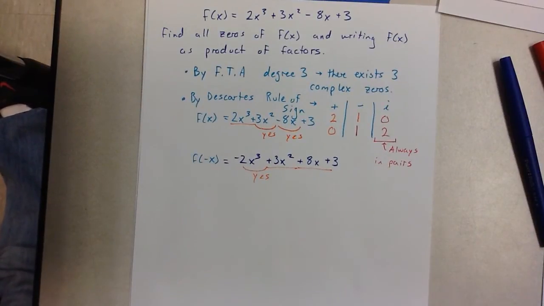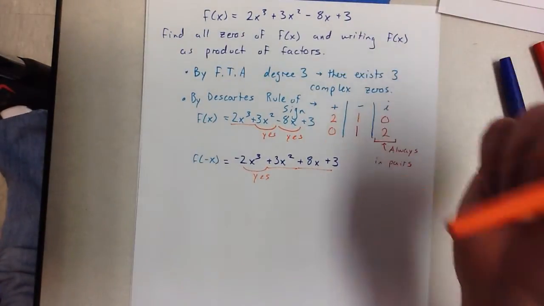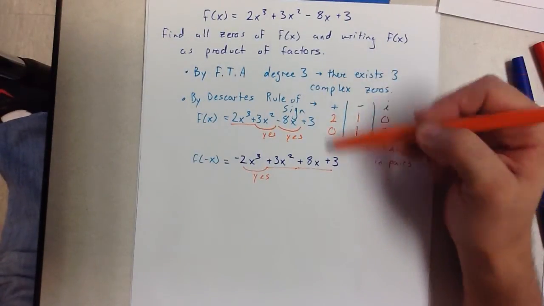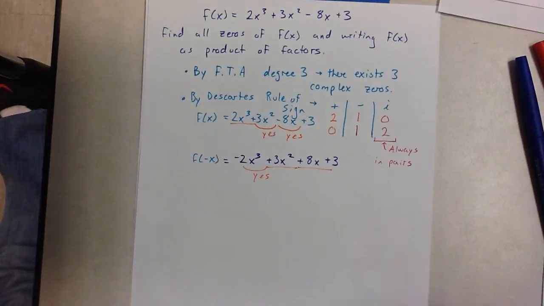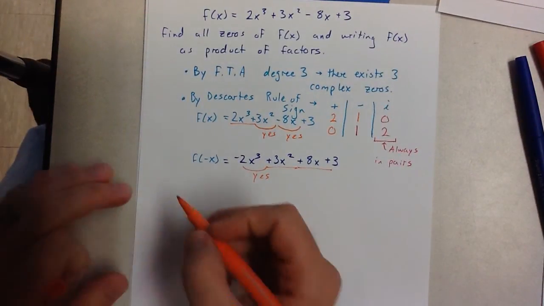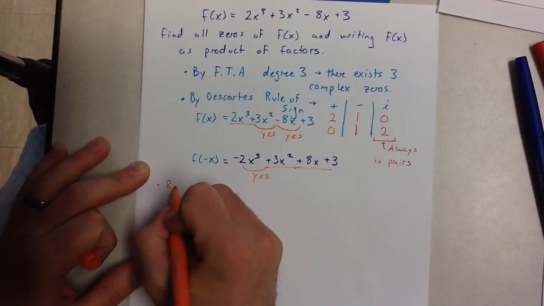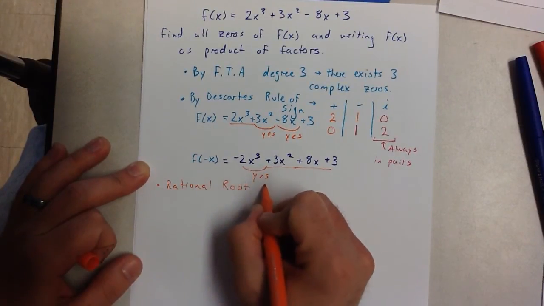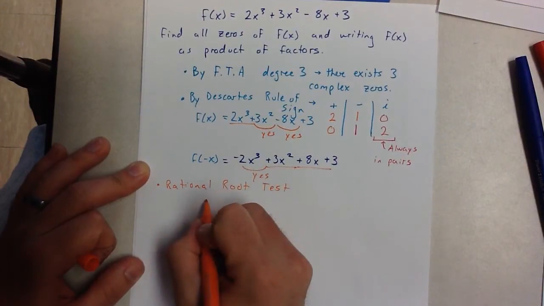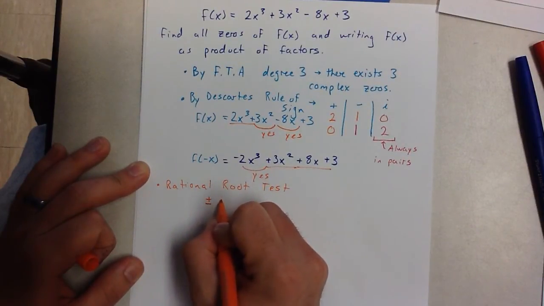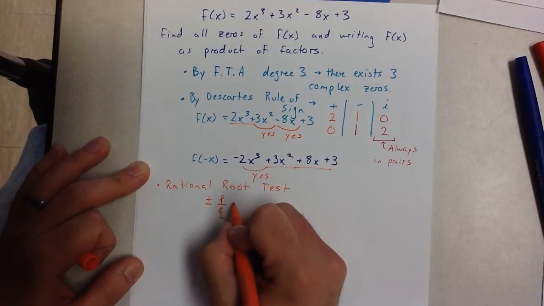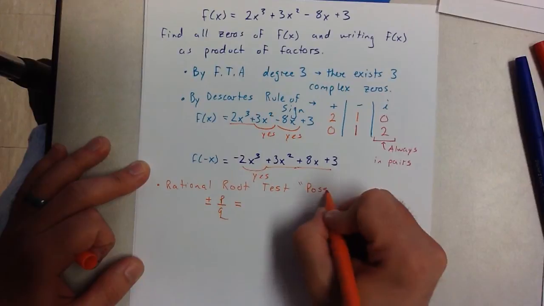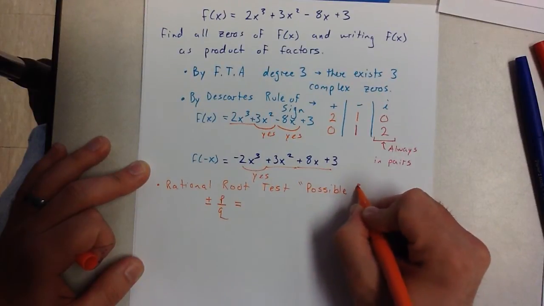So what do we have going on right now? We have a function that has a degree 3. We know that we have different combinations of positive, negative, imaginary roots. So from this point, this would be where we now use our rational root test. So where we find positive, negative, P over Q. These are the possible rational roots.